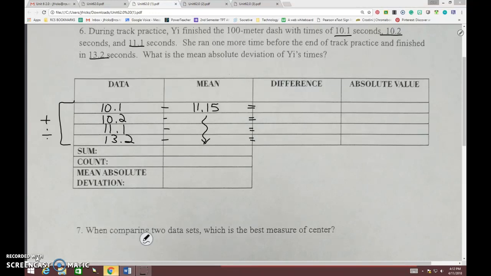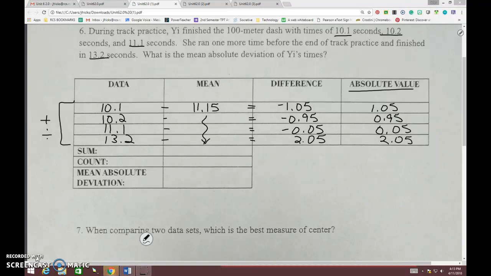When we subtract the top one here, we get negative 1.05. For the next one, we get negative 0.95. Then we get negative 0.05. And then 2.05. The absolute value just means to change them all to positive. So that's 1.05, 0.95, 0.05, and then 2.05. Now, for some reason, my chart got shifted. All this stuff that's over here on the left should be over there on the right.